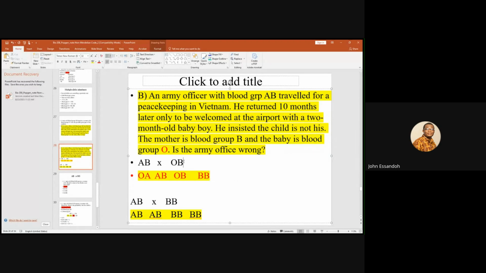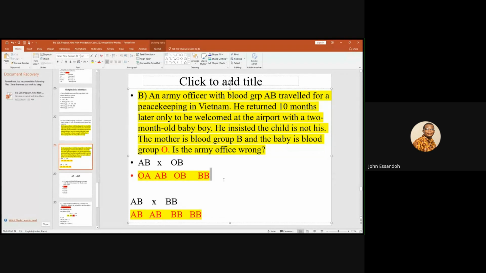Okay, so this is one possible combo. And then the other possible combo is, what about if the woman is BB? If the woman is BB, these are the children she will have. So we've done all the possible combos, and in each of them, whether the woman is this or that, there's no way the child should have blood group O.